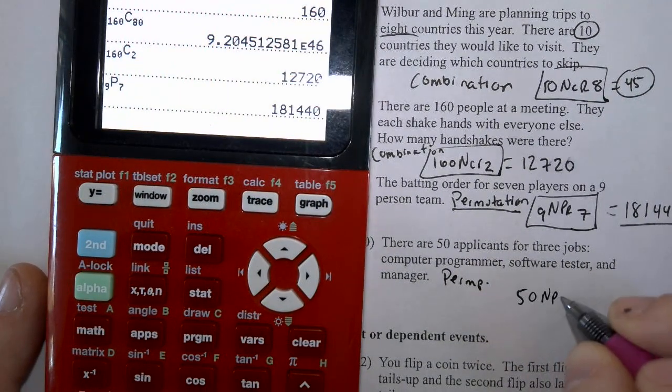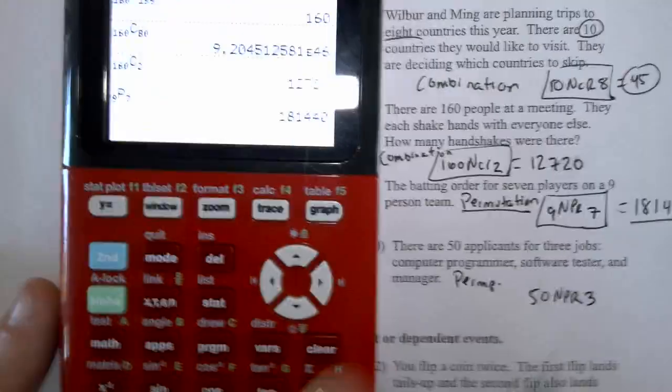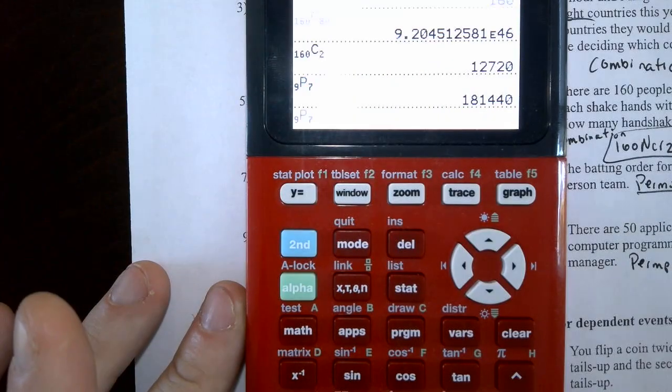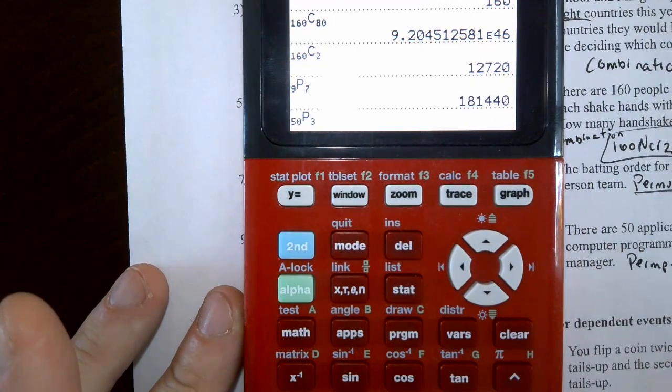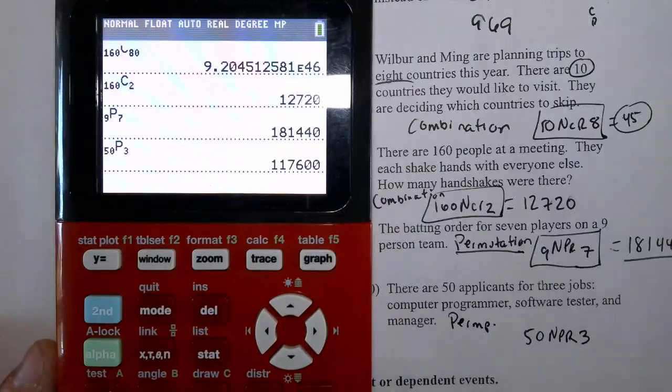50 nPr 3. We type that in our calculator. I'm just going to use the button that I already had, and I type a 50 and then a 3. I cheat the system, and I get 117,600.